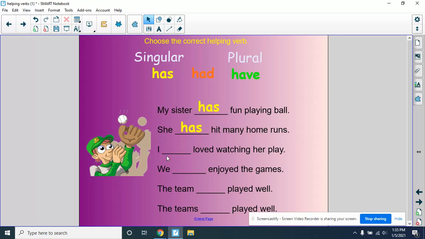With I, even though I'm talking about one person, I have to use the helping verb have. I have loved watching her play. The rule says we use have with I, you, we, or they, as well as plural subjects. We, again, that's talking about more than one. It is plural. So I'm going to use have here.